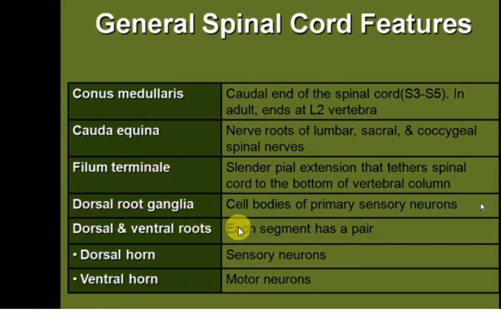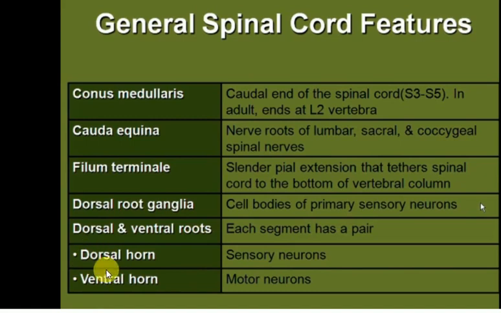The dorsal root ganglia contains the cell bodies of all primary sensory neurons and the derivatives of the neural crest cells. That's why they're located outside the CNS, as we talked about. Then we have dorsal and ventral roots. Each segment has a pair of dorsal and ventral roots. The pairs come out, they join together to form spinal nerves, and then the spinal nerves have both sensory and motor fibers, and they divide into the ventral and the dorsal rami.